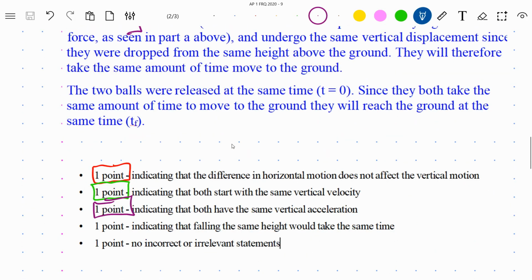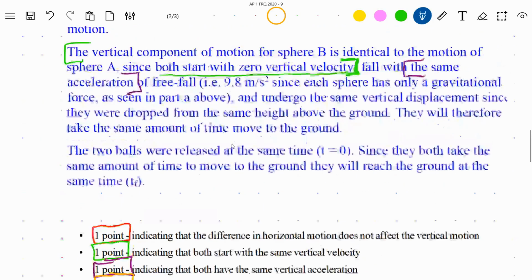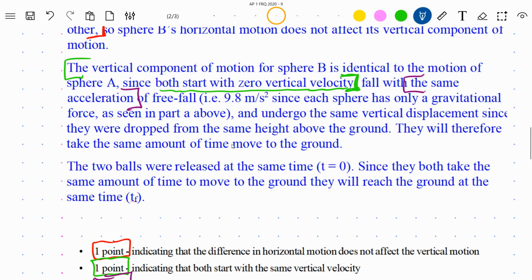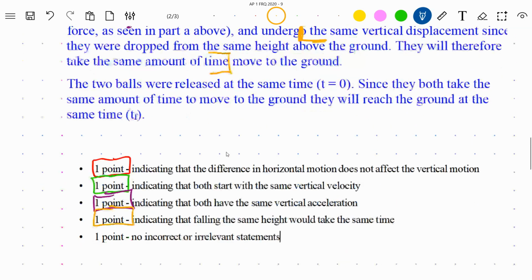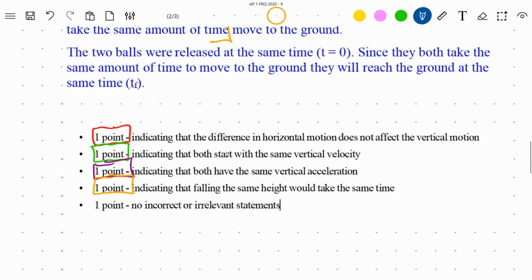Okay, what else do we have to do here? Switch over to an orange. 1 point for indicating that they fall the same height. So falling the same height would take the same time. Undergo the same vertical displacement, right here. So undergo the same vertical displacement. So they therefore take the same amount of time. Okay, so somewhere in there between those two orange brackets there, I think that I've satisfied that requirement. Okay, now check this out.